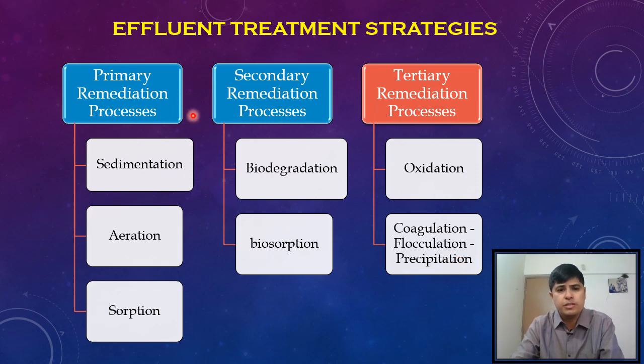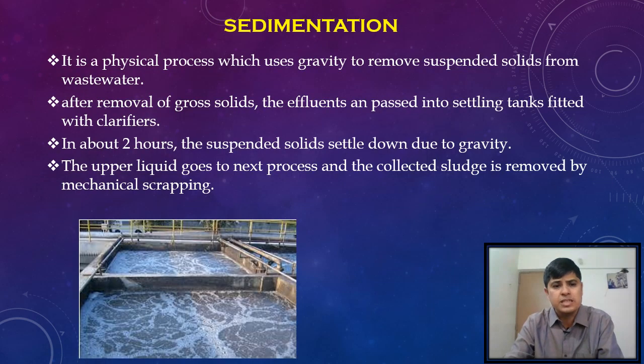So let us proceed with the primary remediation process. The primary remediation process has three components: sedimentation, aeration and sorption. First is sedimentation. It is a physical process which uses gravity to remove suspended solid particles from wastewater.